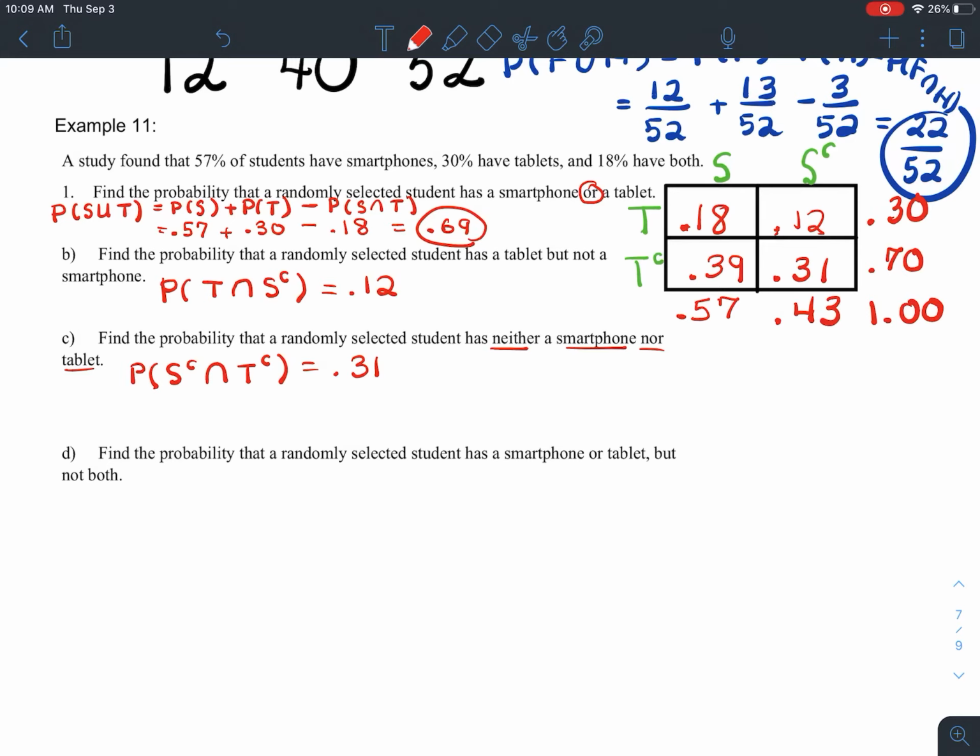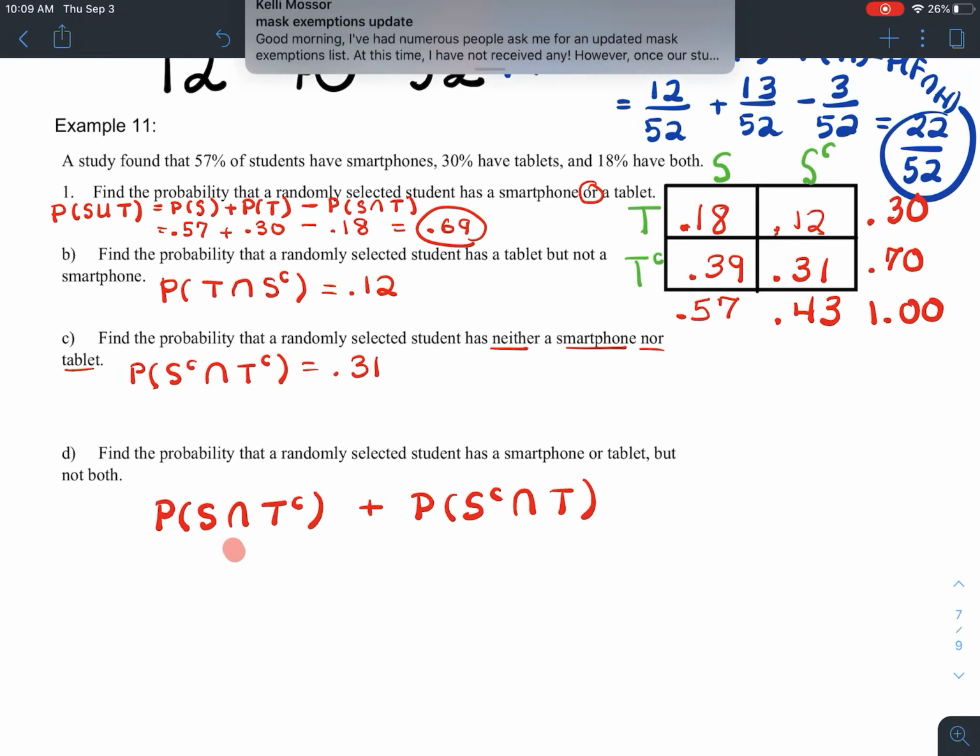Okay, not both. Now, a lot of times we define the word or to mean one or the other or both, but this is saying not both. So what we're actually looking at here is we want these two scenarios. Someone has a smartphone, means they would not have a tablet, so we want that probability. Plus, if they don't have a smartphone, then we want them to have a tablet. We need these two separate probabilities. That way, they have one or the other, but they're not having both.